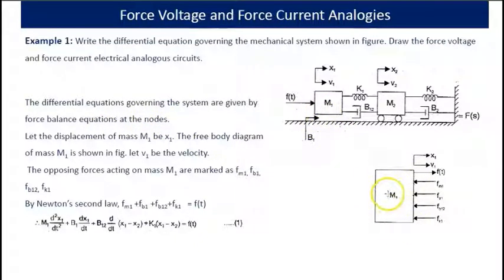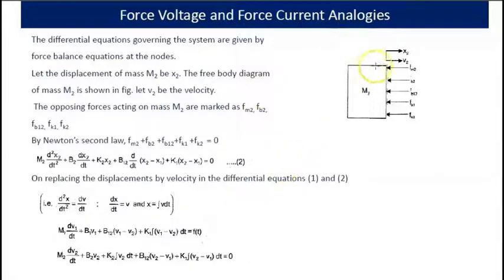So draw the free body diagram. Force is applied at this particular node, and all other forces act in the opposite direction. Write the equation: M1 d square x1 by dt square plus B1 dx1 by dt plus B12, it is connected between two nodes, therefore (x1 minus x2), plus K1 into (x1 minus x2), that's equal to f of t. That is one equation. Similarly, consider the second node and write the corresponding equation. So these two are the differential equations.